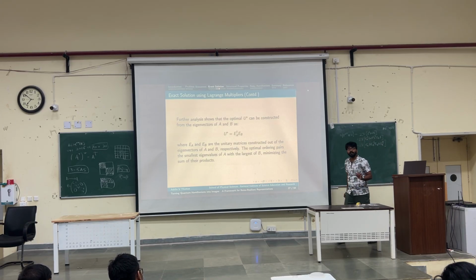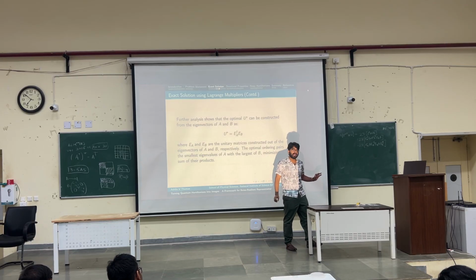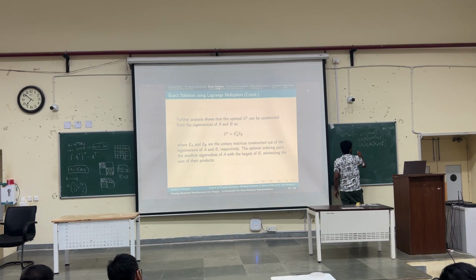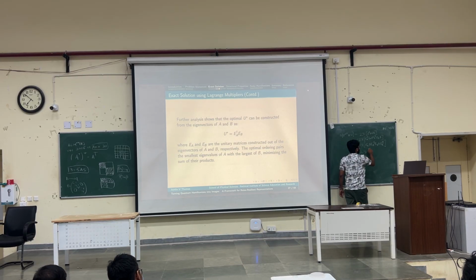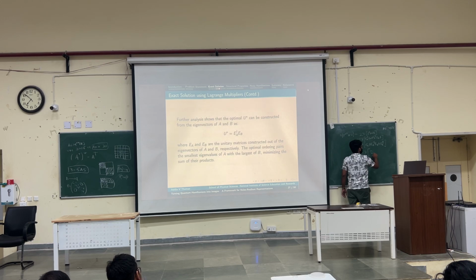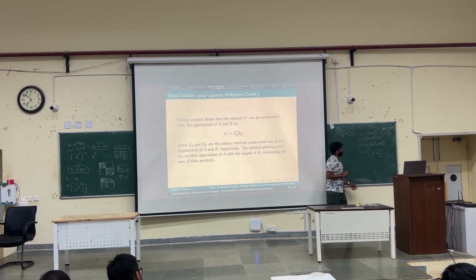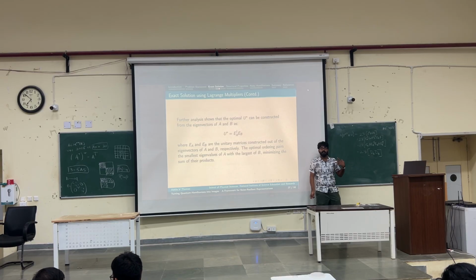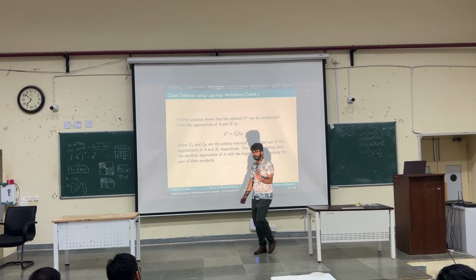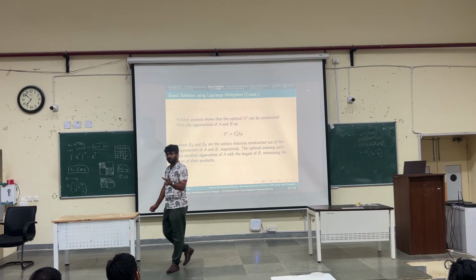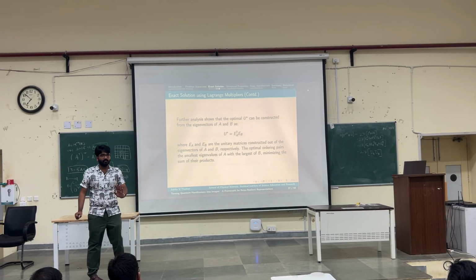Now what was EA? EA was the unitary transformation that diagonalizes A. So this is the trace of the diagonalized form of A, because EA diagonalizes A and EB diagonalizes B. Now, the product of diagonal matrices is the product of the diagonals.